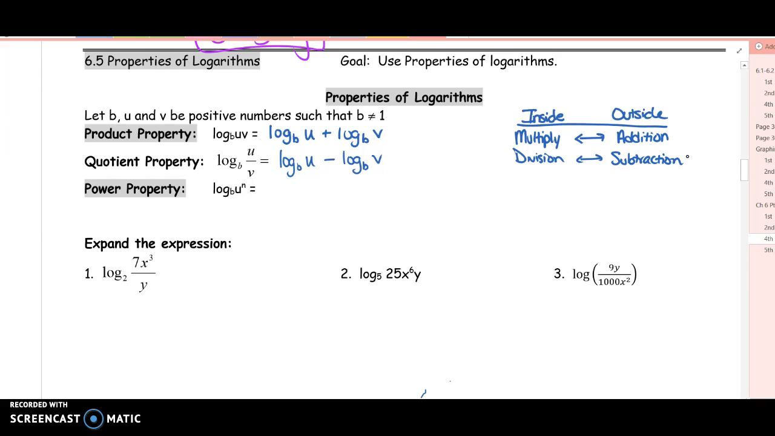The power property is kind of an interesting property. It says that if there's an exponent inside the log, that exponent will move down in front and become a coefficient multiplied in front of the log. So n times the log base b of u.